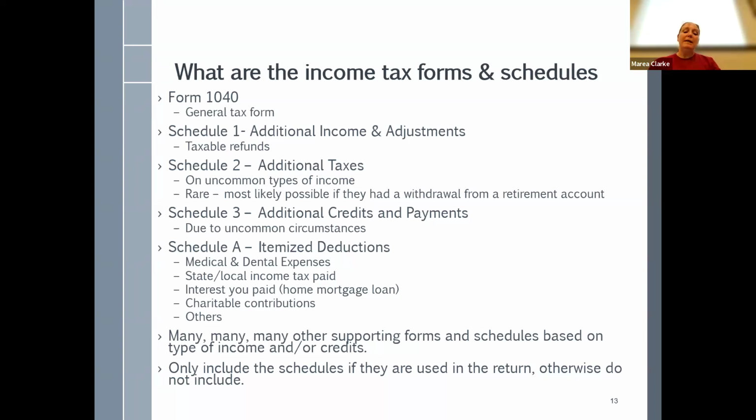Beyond this, there are many, many forms and schedules based on the type of income and or credits. The main thing to know here is that you're only going to include those schedules if they're used in the return. Otherwise, you're not going to include those, right? A general tax return is not a couple hundred pages. You know, usually easy ones are 2, 3, 4 pages. Something more complicated, you might hit like 6 or 7 pages. Not going to usually be that complicated and that intense.